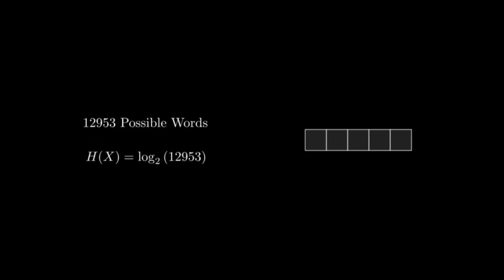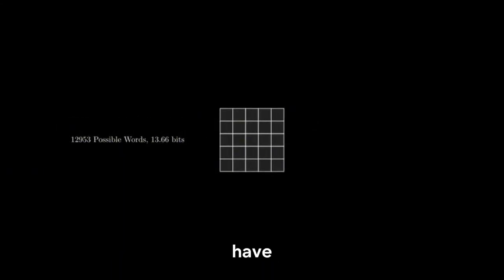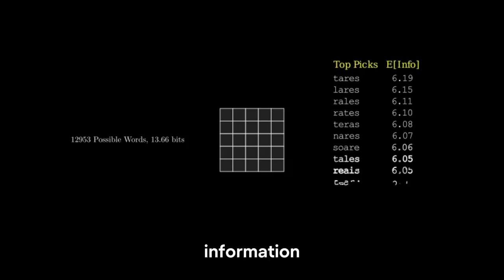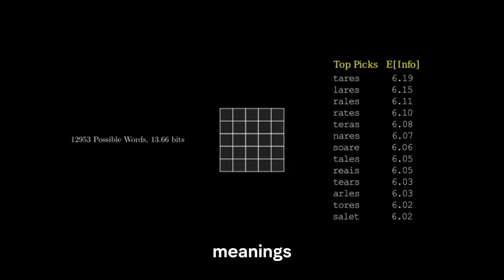So let's have a quick simulation of this. Out of the 12,000 possible words in Wordle, the uncertainty of getting the answer is 13.66 bits. All of those 12,000 possible words have their own expected information. Higher expected information means that the variety of patterns corresponding to the word can give more valuable insights of the answer or the next word.